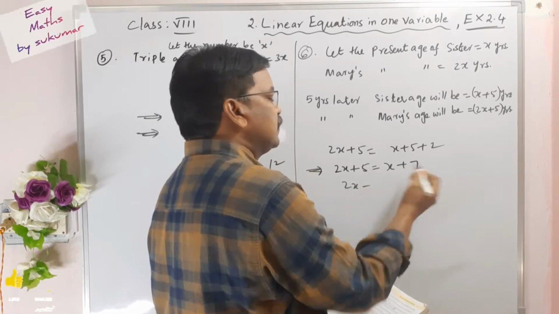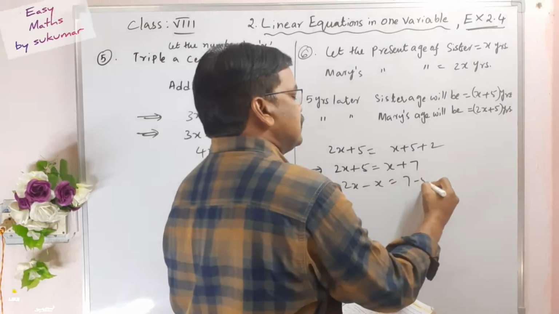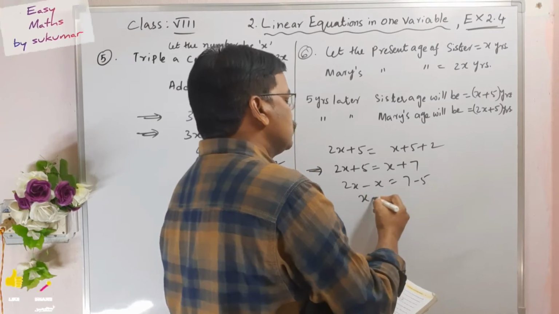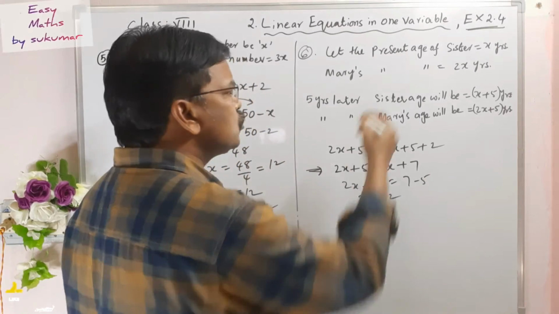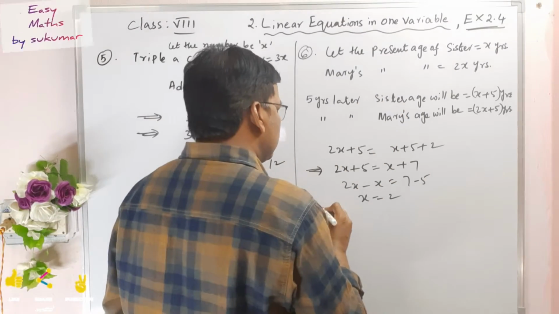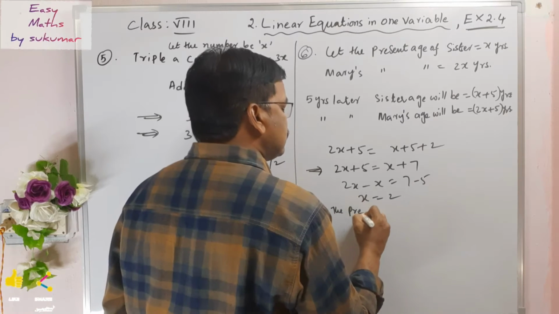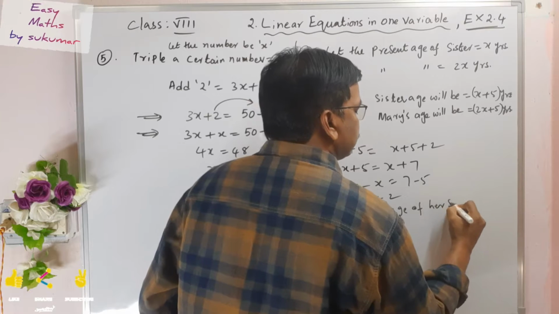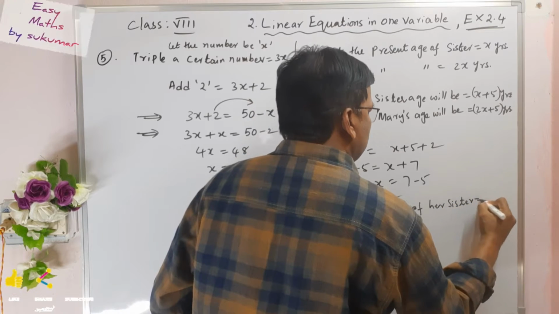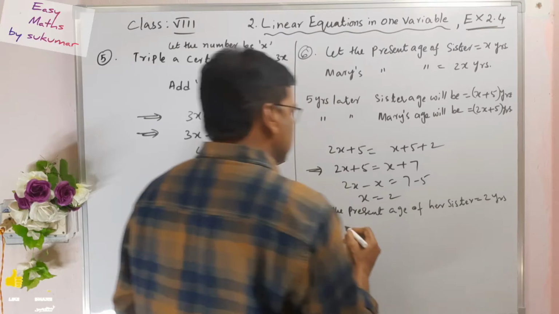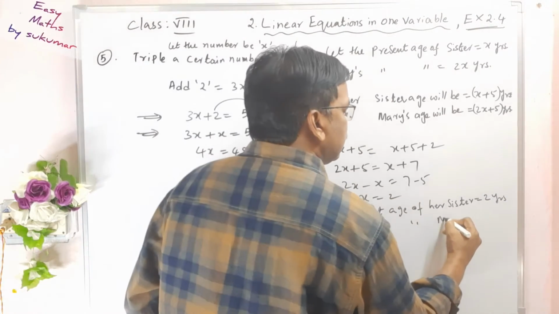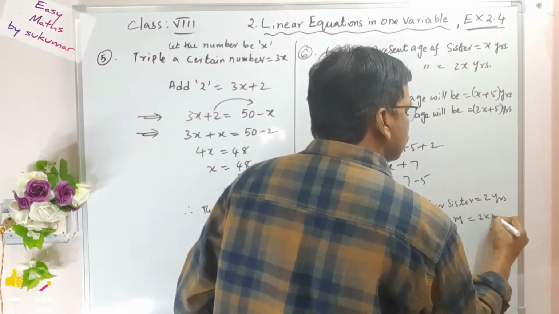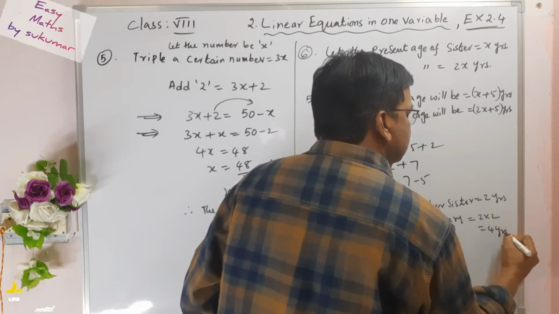So let us transpose this x to here. 2x minus x is 7 minus 5. So x is equal to 2. So what is the present age of her sister? Therefore, the present age of her sister is equal to 2 years, and the present age of Mary is what? 2 times 2, that is equal to 4 years.